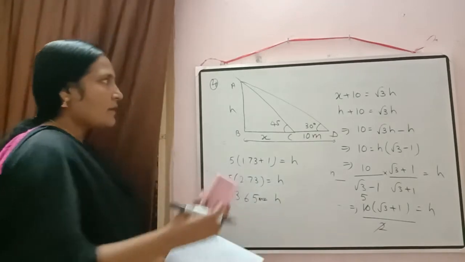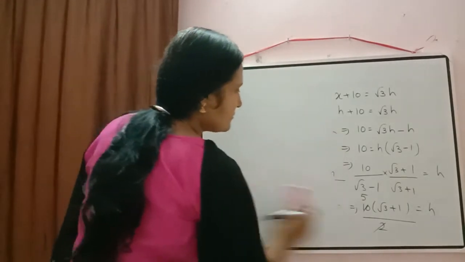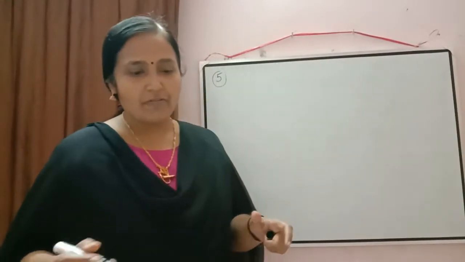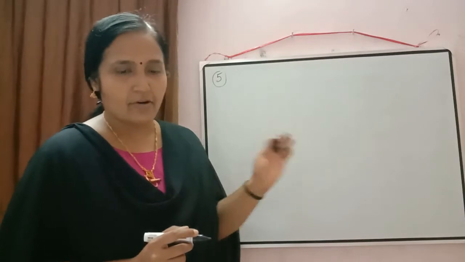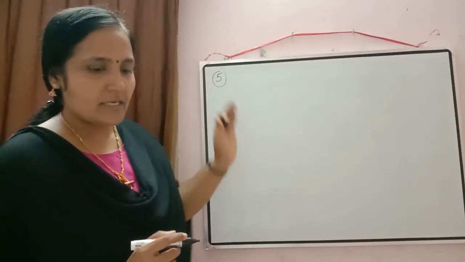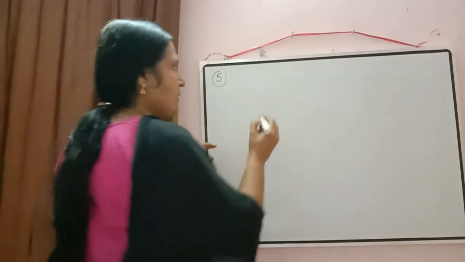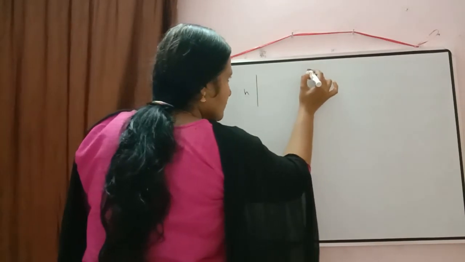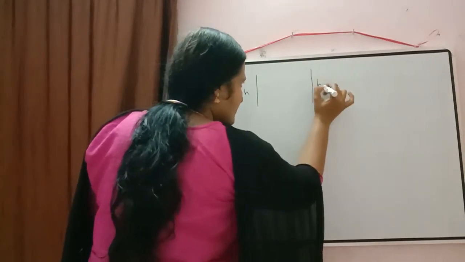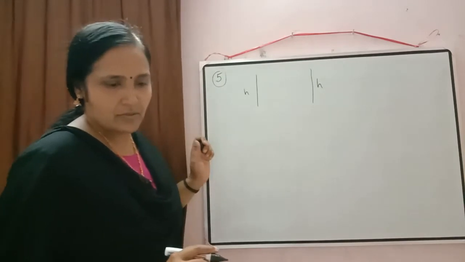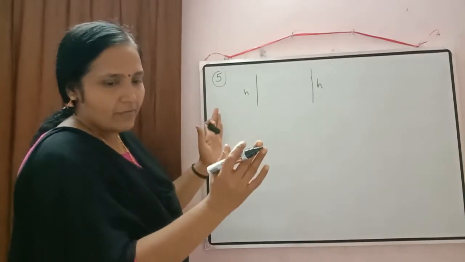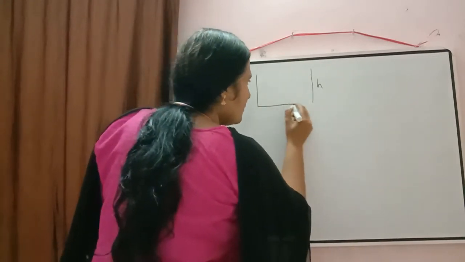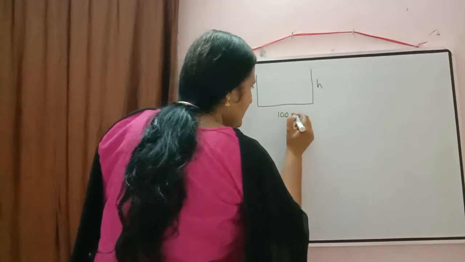Okay. Now we'll do the next question. So you can check the next question. Now the next question is, two pillars of equal height are on either side of a road. So you can check the question. The height of the pillars are equal. So if we have taken this height as h, then this side also the height of the pillar is the same, so this one also will be equal to h only. They are on either side of a road which is 100 meter wide. So suppose here we have a road whose width is given as 100 meter.